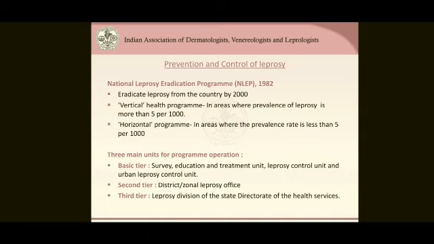The three main units of this program include the basic tier, that is the survey, education and treatment unit, leprosy control unit, and urban leprosy control unit. The second tier includes the district or zonal leprosy office. The third tier includes the leprosy division of the state directorate of health services.